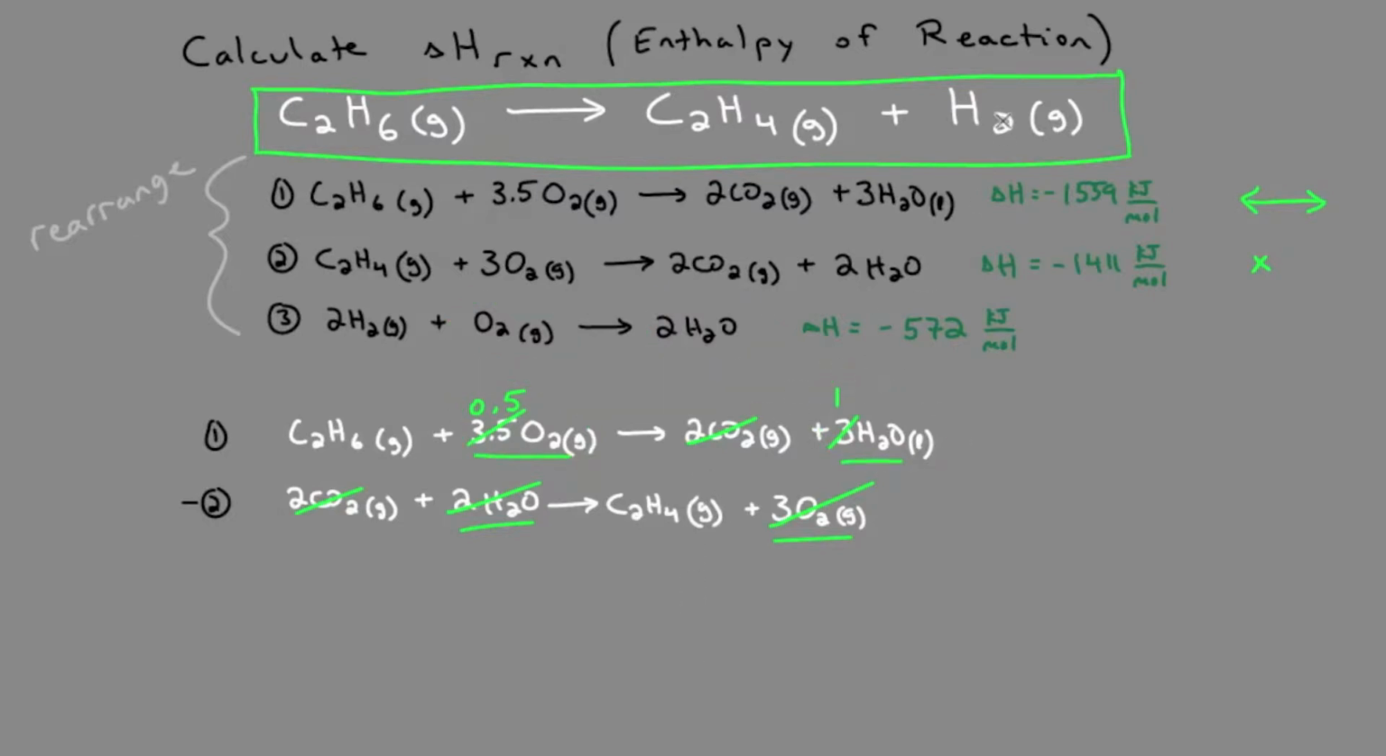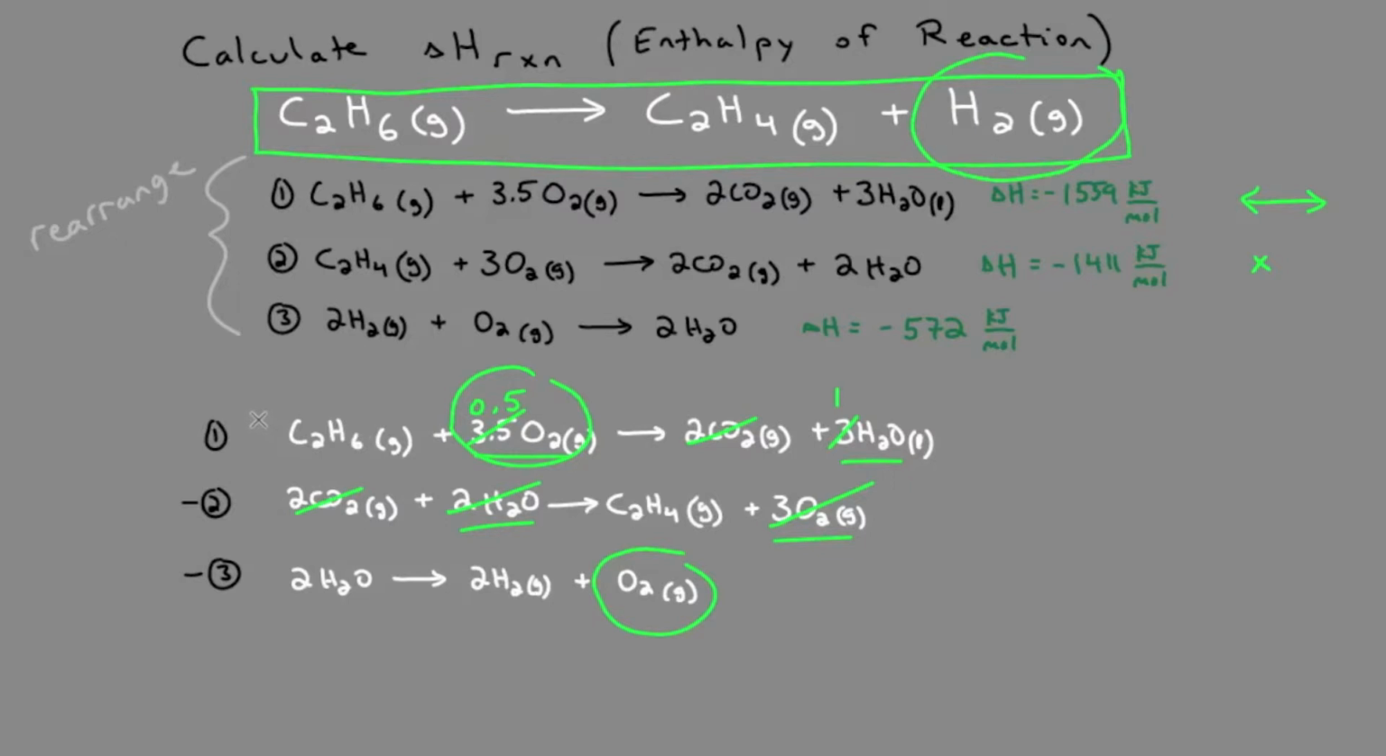Clean this up. We have hydrogen on the right hand side, and that's going to come from reaction 3. So we need to reverse reaction 3. It's the negative of reaction 3. We reverse it because we need to have hydrogen on the right hand side. Okay. To cancel the oxygens, we can see we have 0.5 on the left and 1 on the right.